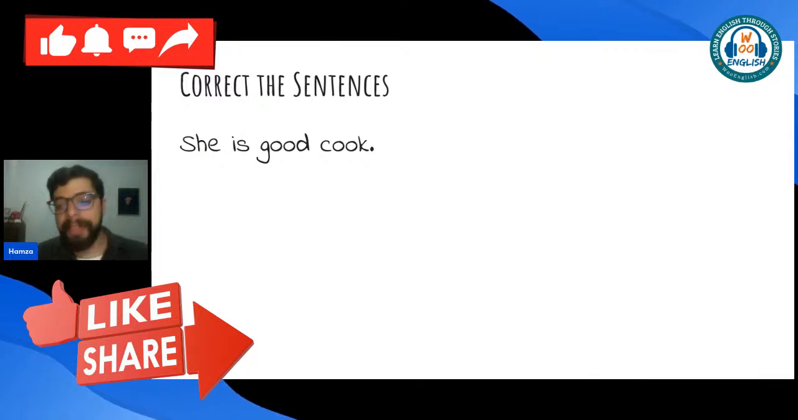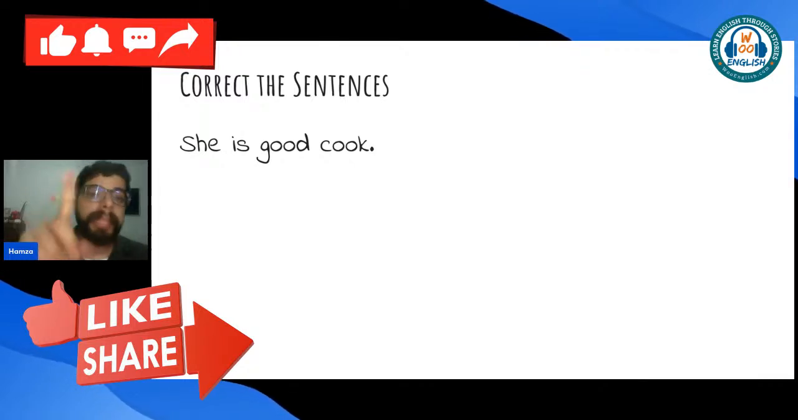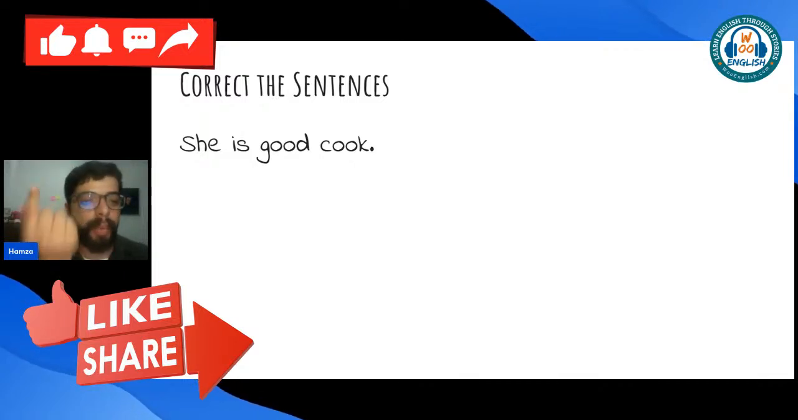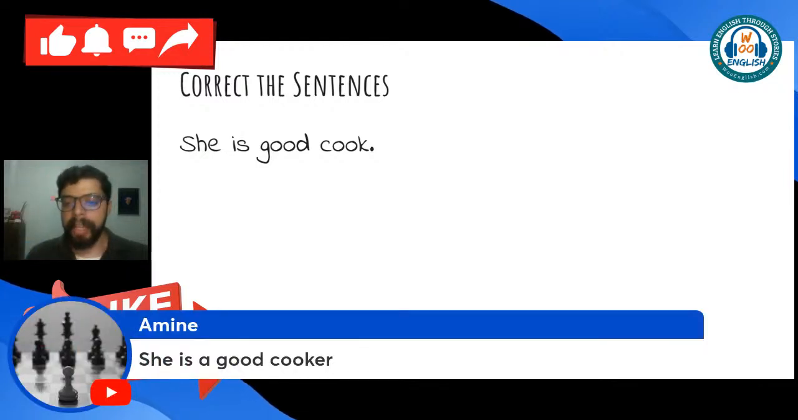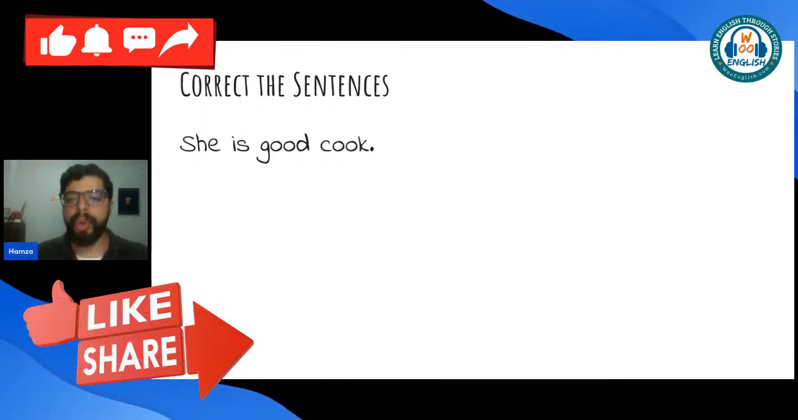In this activity, you have to correct the sentences. So there is one mistake in every sentence. This first sentence has only one mistake. Can you tell me what is the correct sentence? So correct it. Amin says she is a good cooker.